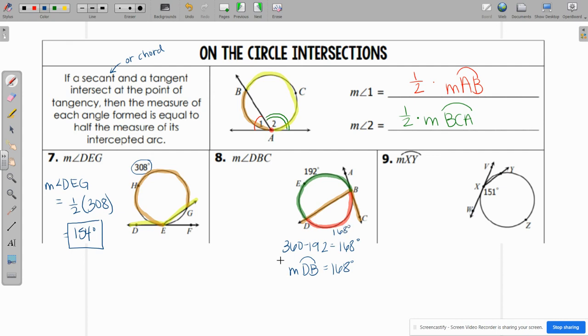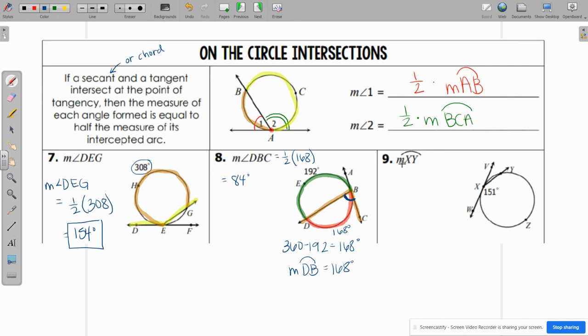So I know that the measure of angle DBC, again, this angle here, should equal half of that intercepted arc's measure, which is 168 degrees. So the measure of angle DBC, half of 168, is 84 degrees.